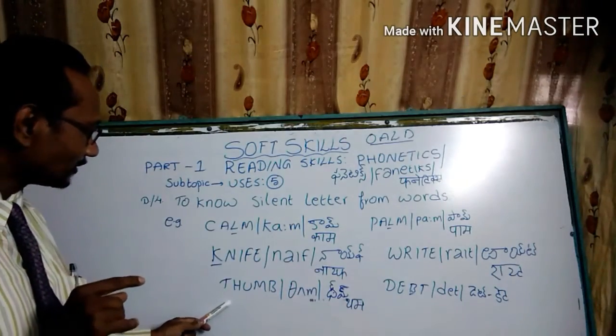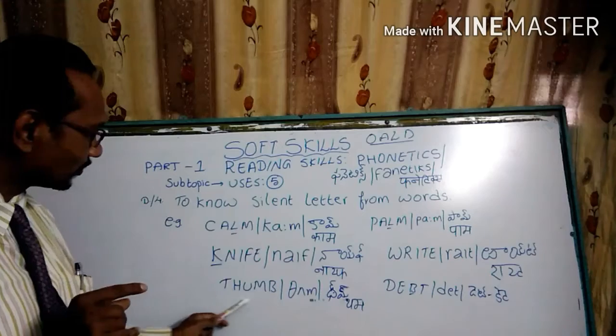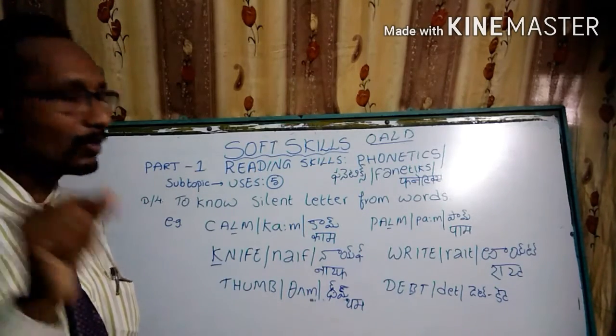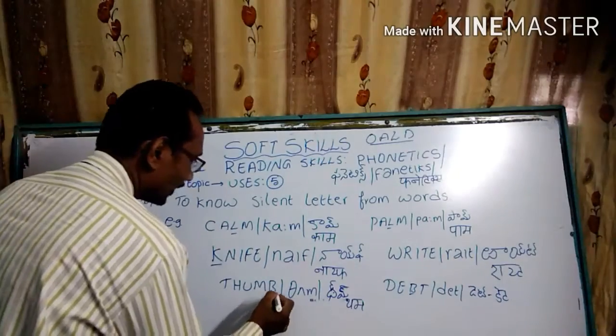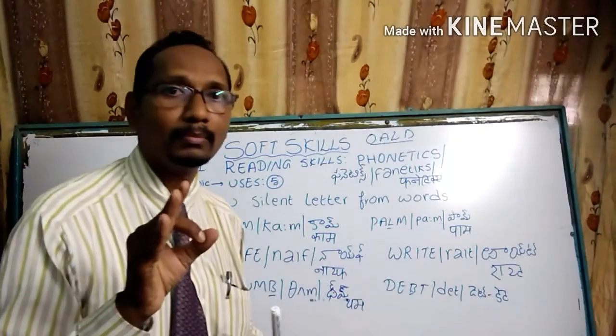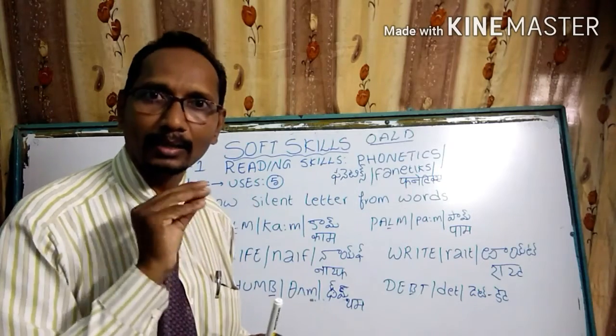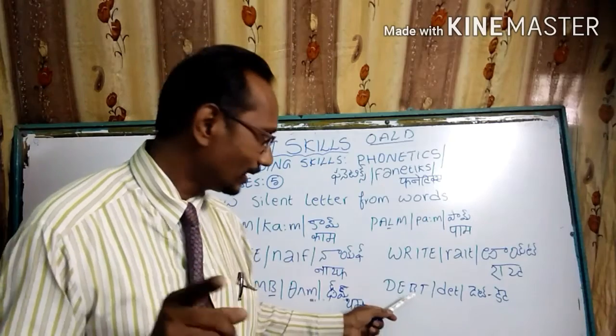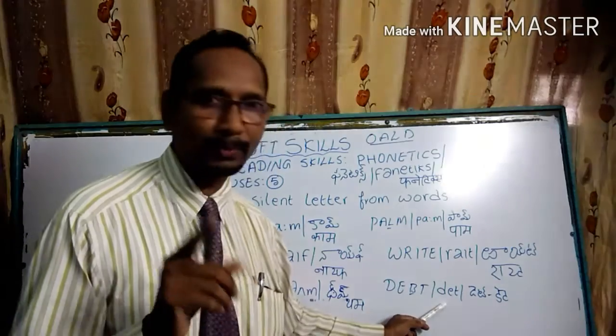And the fifth one, THUMB. This word should be pronounced as thumb, with no B sound; B is silent here. It should be thumb. So coming to the last example, DEBT. Here, that should be pronounced.